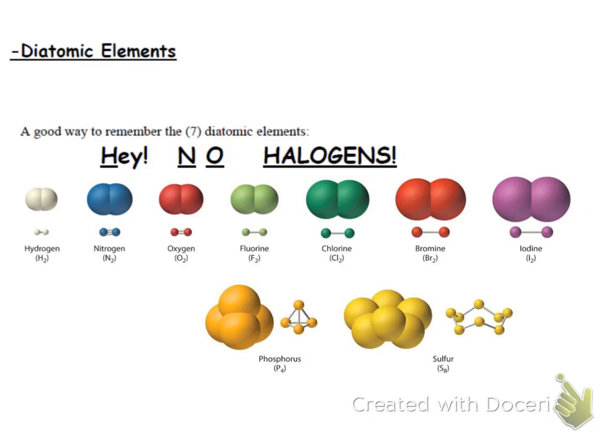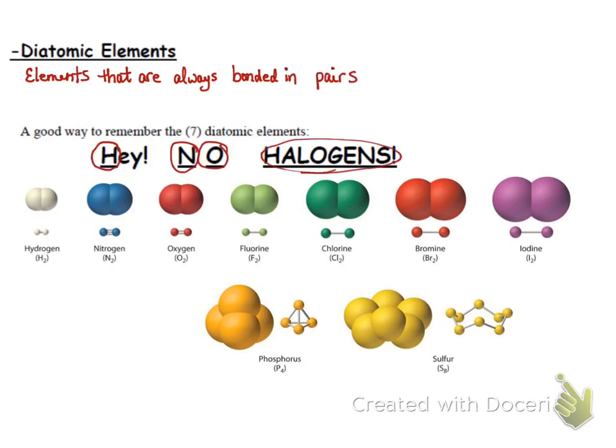Just so that you have it in your notes, there are a couple other elements, namely phosphorus, which actually comes as a group of 4. It makes this sort of structure with 4 phosphorus together. And sulfur comes in a ring with 6 sometimes, and sometimes it doesn't. You are not expected to remember these, but I just wanted to have them in your notes in case you need them later. So diatomic elements are always bonded in pairs when they're in their natural state.